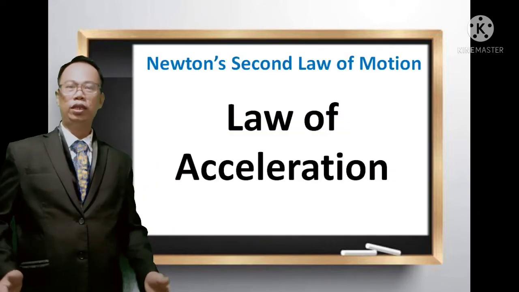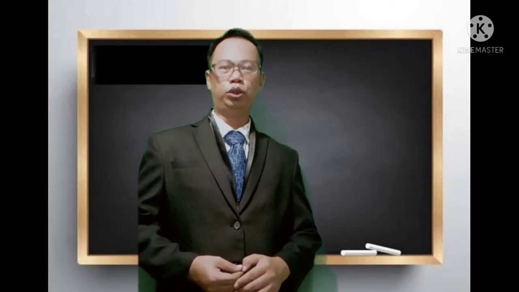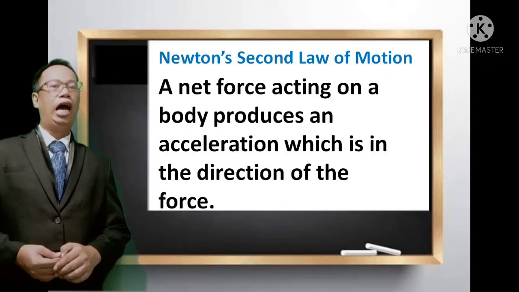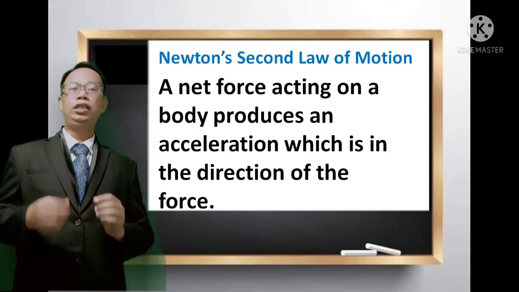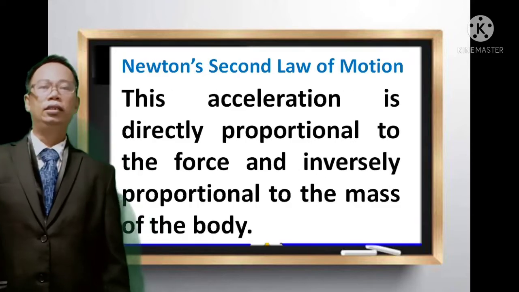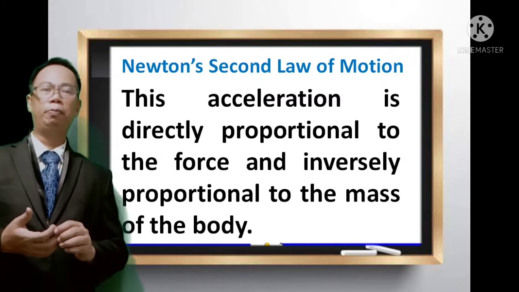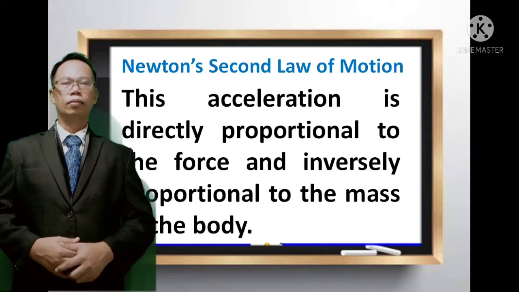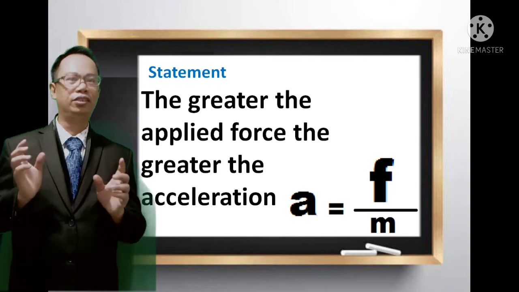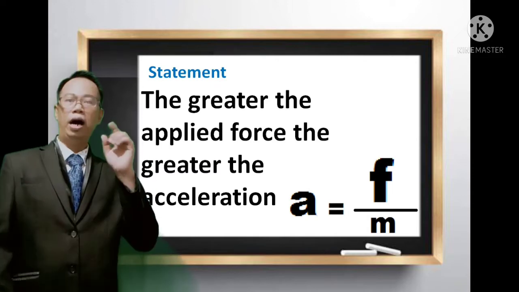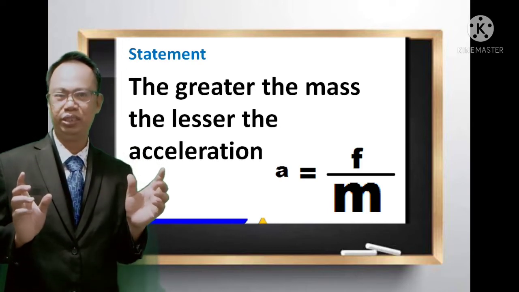Second law of motion is also known as the law of acceleration. Newton's second law of motion states that a net force acting on a body produces an acceleration which is in the direction of the force. This acceleration is directly proportional to the force and inversely proportional to the mass of the body. Furthermore, the greater the applied force, the greater the acceleration. But the greater the mass, the lesser the acceleration.